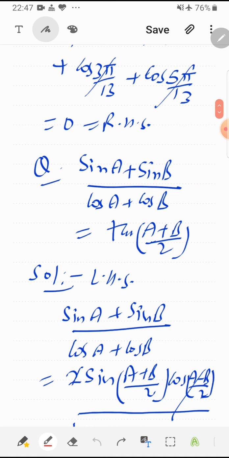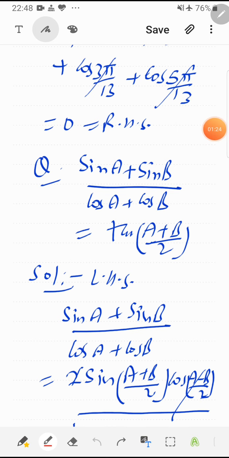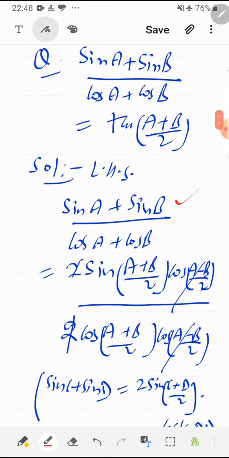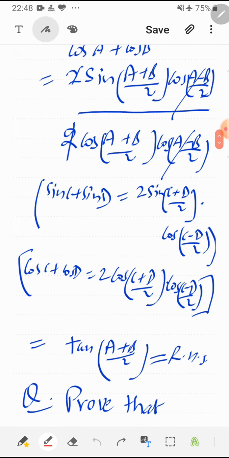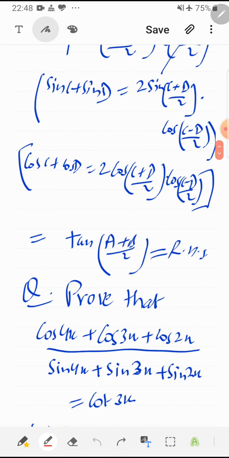Next question is sin a plus sin b upon cos a plus cos b is equal to tan of a plus b by 2. So again we will apply the C D formula. Sin c plus sin d is 2 sin c plus d by 2 cos c minus d by 2, so here 2 sin a plus b by 2 and cos a minus b by 2, and in the denominator it is 2 cos a plus b by 2 and cos a minus b by 2, so that the common factor cancels out and we are left with tan of a plus b by 2.